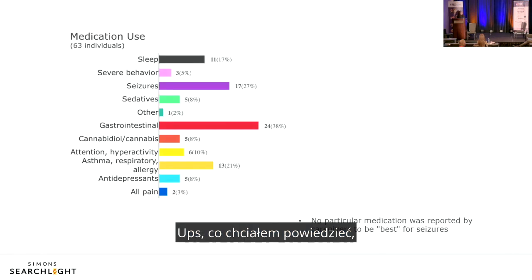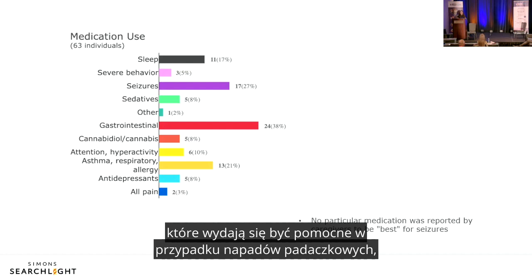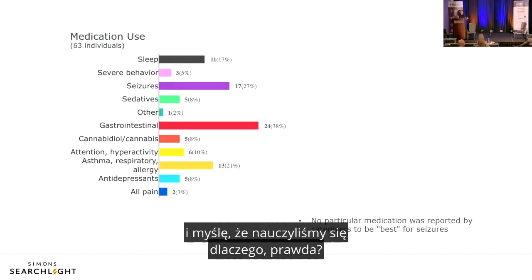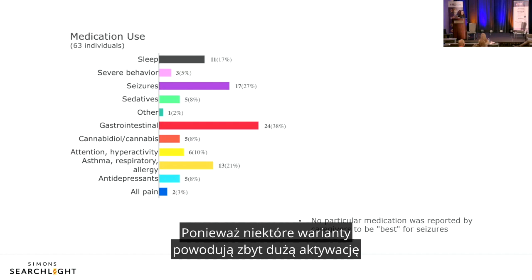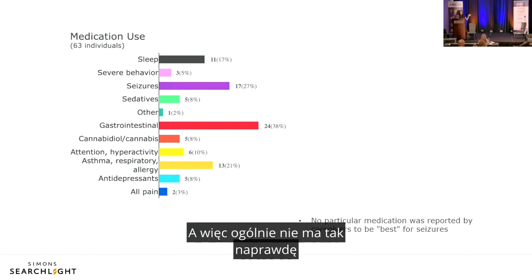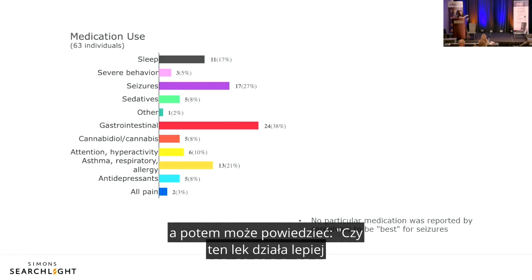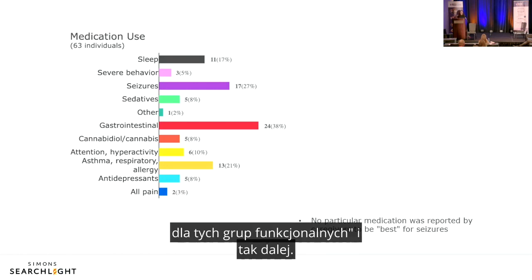What I did want to say is there actually is no particular medication that seems to be helpful for seizures. And I think we've learned why, right? Because some of the variants cause too much activation and some cause too little. And so overall, there's not really one specific medication that's perfect. The goal of this is to harmonize our data sets and then maybe say, is this medication working better for these functional groups, et cetera.